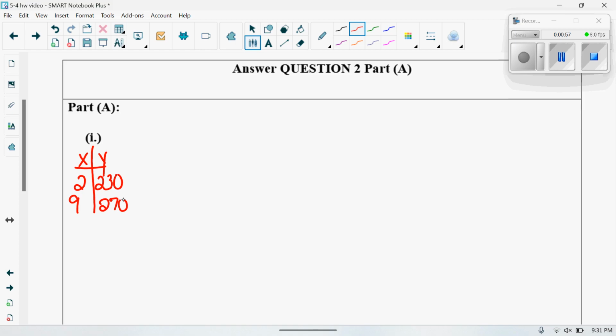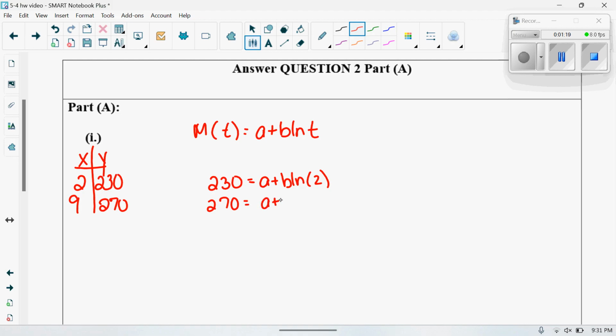They tell me that the function is going to be modeled by M of t equals a plus b ln of t. And part A1 is always going to be to write two equations. So 230 equals a plus b ln of 2. And then 270 equals a plus b ln of 9. So there are my two equations and my first point.